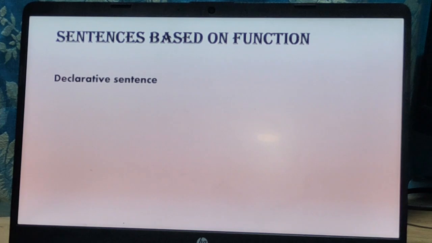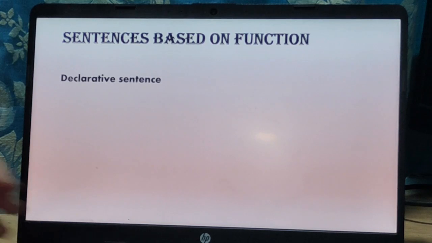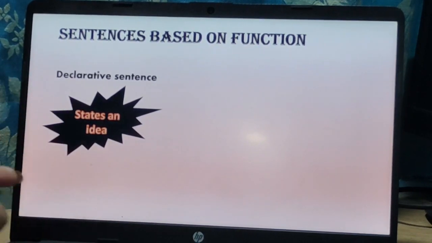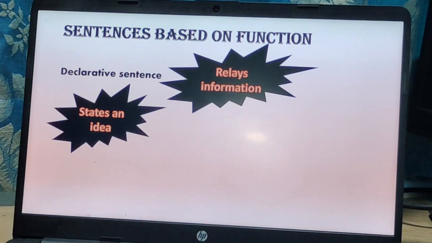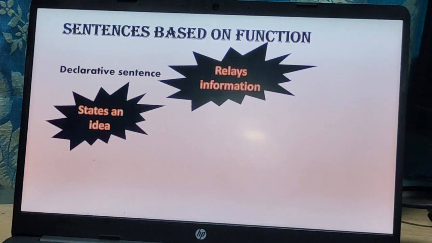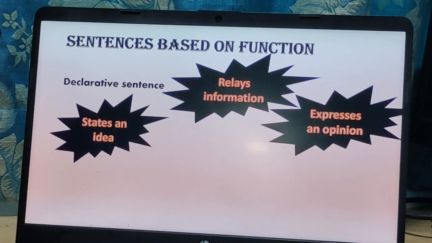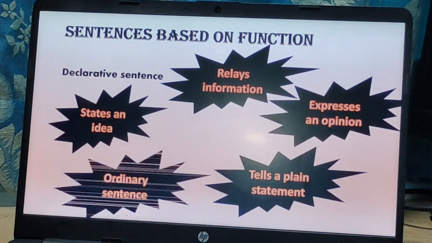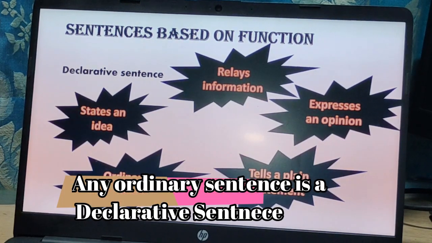So what are declarative sentences? We need to remember some of the characteristics of the declarative sentence, which is actually one of the most abundant uses of the sentence types. It just states an idea. It talks about any idea that the speaker wants to convey, or relays some information that the speaker wants to pass on. Or it expresses the opinion of the speaker, what the speaker feels. Or it can also tell a plain statement. Any ordinary sentence is a declarative sentence.